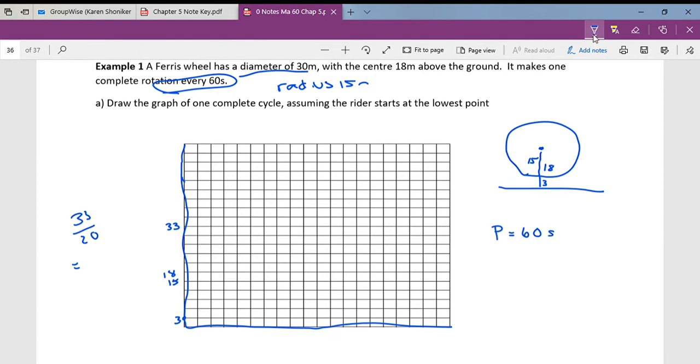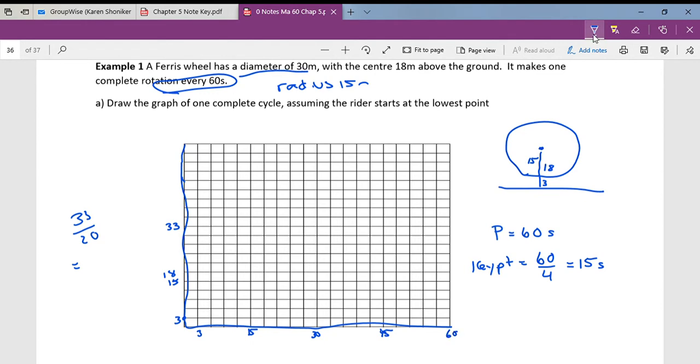So if I had to figure out where to put some key points, I would take my 60 and divide by 4. And I'm going to say your key points are going to happen every 15 seconds. And so we're going to go again a scale of 3: 15, 30, 45, 60.